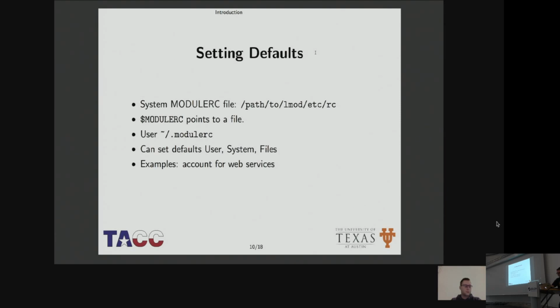If there is one out in the module tree, then the system one takes higher priority over that, and then the user takes priority over that as well.